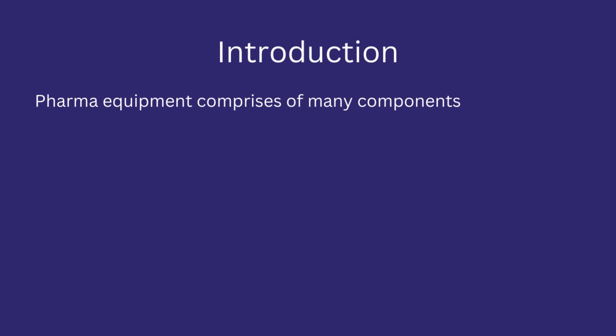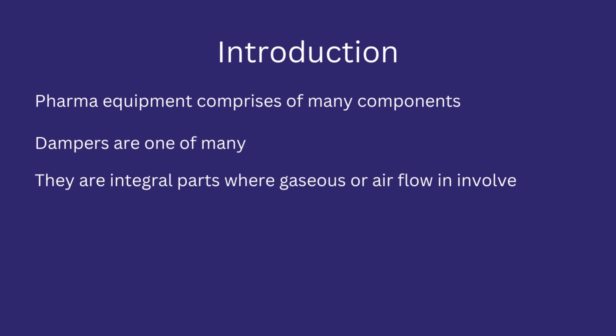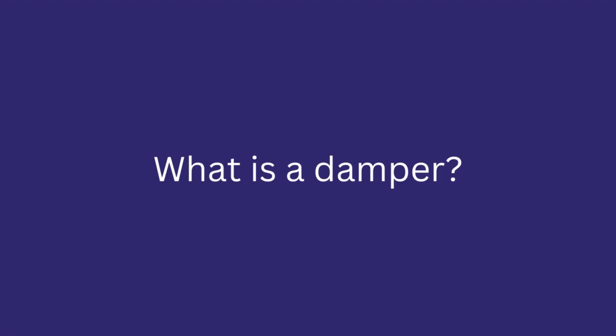Introduction. Equipment in the pharma industry consists of many components, and they come in a variety of sizes, functions and nature of operation. Dampers are one of many used in pharma equipment such as dry heat sterilizers and fluid bed dryers. They are an integral part of pharma equipment where fluids are involved and are controlled as a part of process requirements. What is a damper?